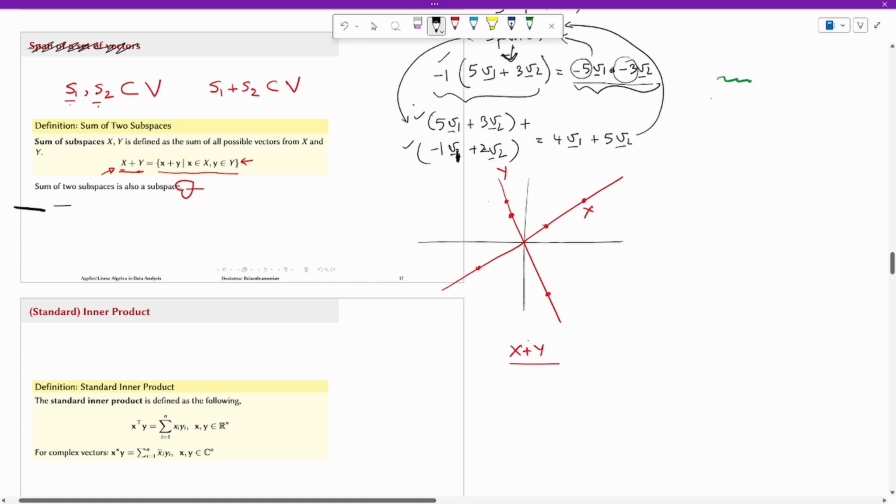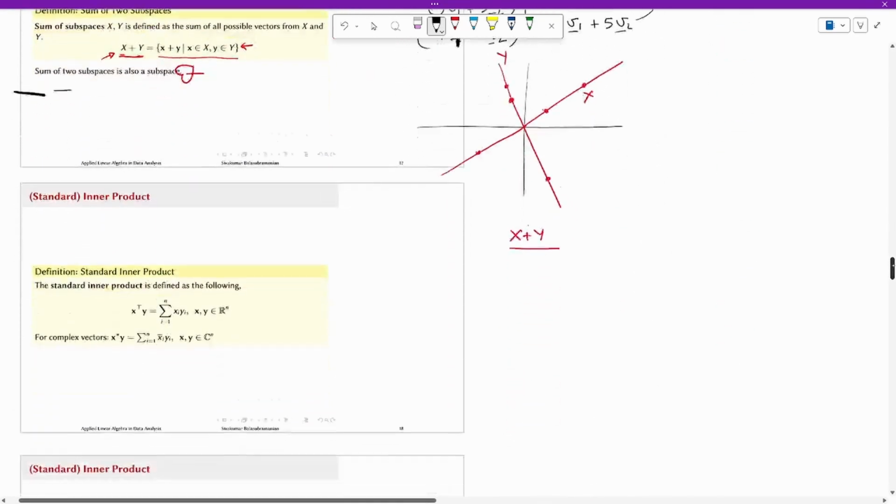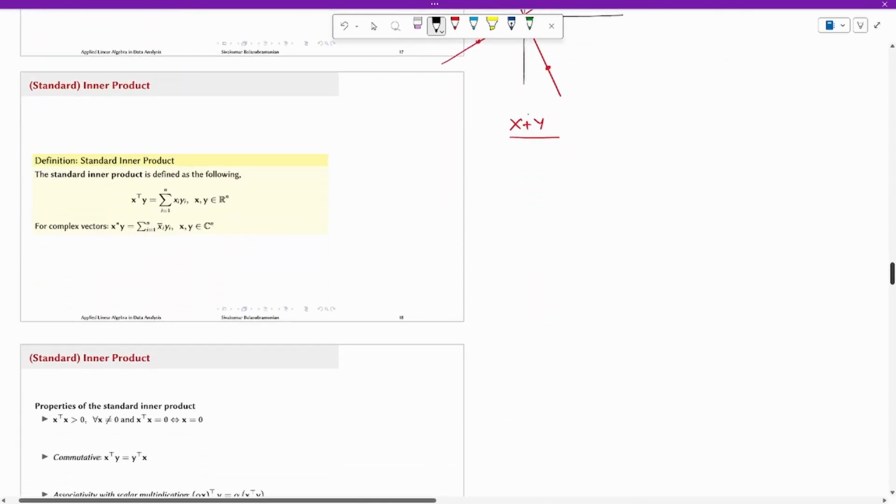Yeah, so we've discussed till sum of subspaces. Now we'll move on to a slightly different topic, on what is called the inner product or the standard inner product. We discussed two types of operations on vectors, right? What are the two types of operations? Scaling and vector addition. We define how to do, at least if you have an n vector, scaling and vector addition, right?